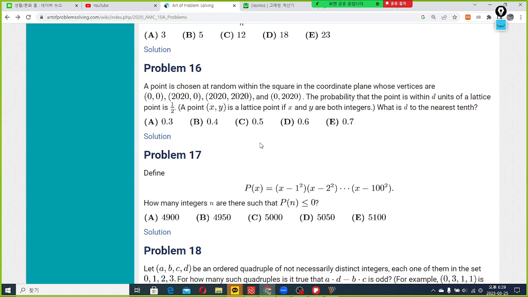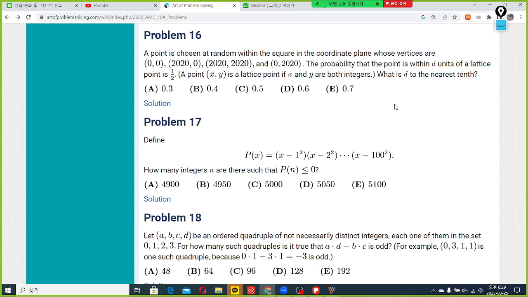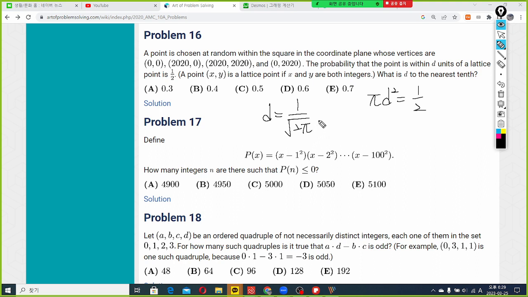Let's solve number 16. This one means inside the square, if we make the circle, the probability to be inside the circle is 1/2, and we want to find the radius of the circle. So that means if the radius is this d unit, pi d square is 1/2, and to find the value of d is 1 over square root of 2 pi.